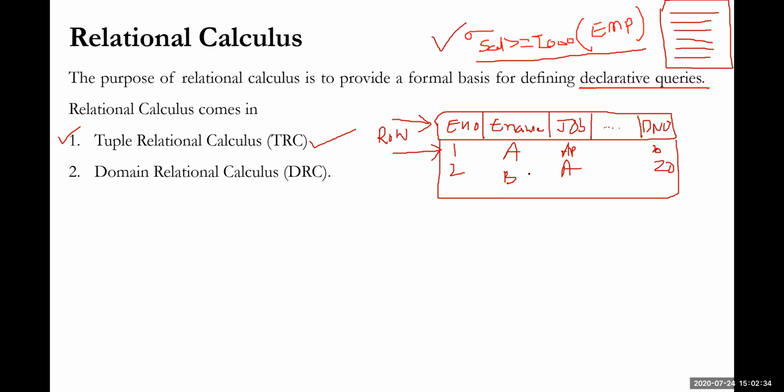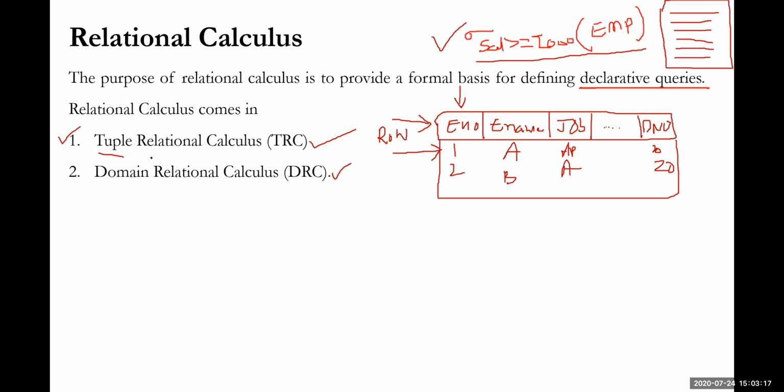Whereas domain calculus is taken into consideration on only one column, only one attribute. Every attribute has its own domain. If you consider department number, as far as our SQL example is concerned, we have only 4 departments: 10, 20, 30, or 40. Only these 4 will be the domain of the department number. So when talking about domain relational calculus, we talk only about the behavior of the attribute.